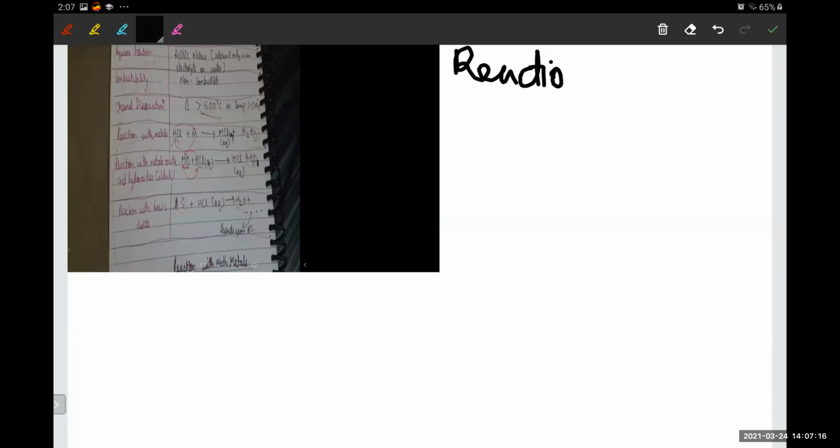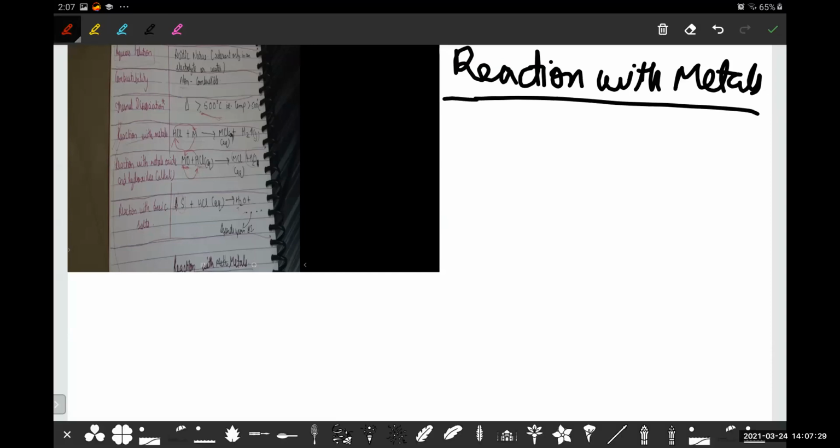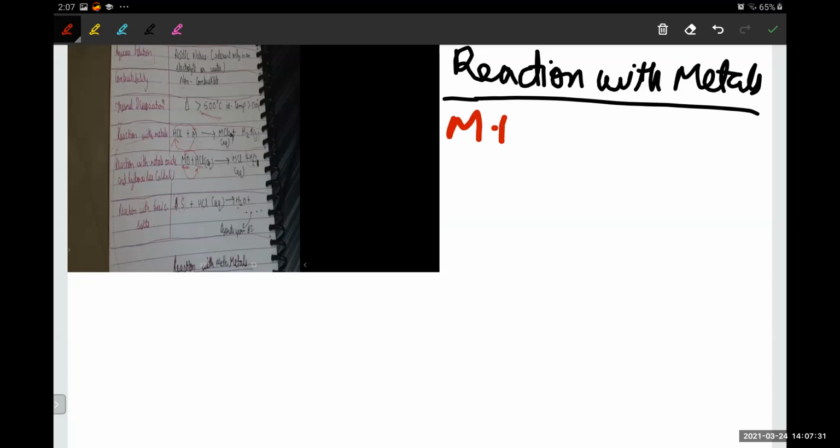Reaction with metals. Let's see, how does it happen? I've already told you all: M plus HCl gives us what? MCl plus H2. The same thing will be happening.